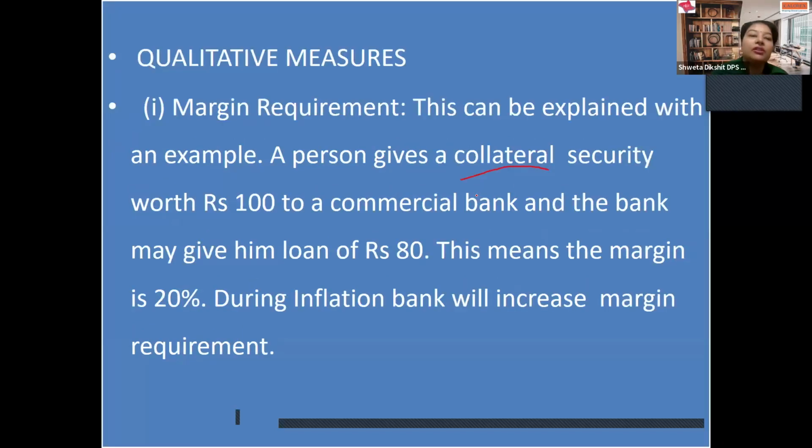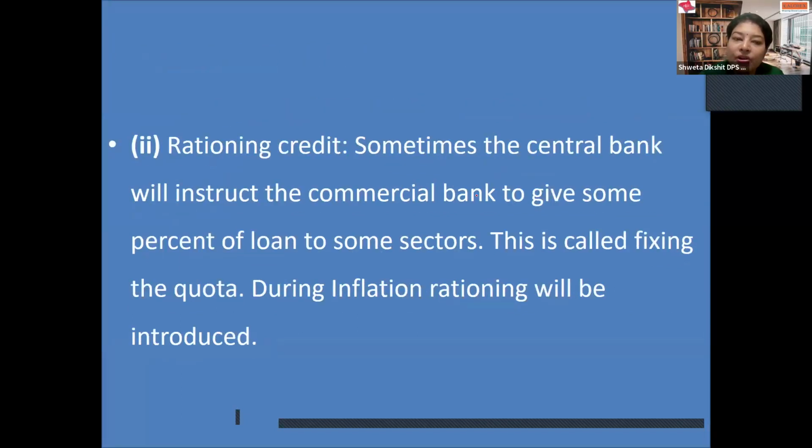Now comes the qualitative measures. Qualitative measures are actually not directly associated with money control. They are not related to figures or numbers. That is why they are qualitative. Margin requirements I have already told you.